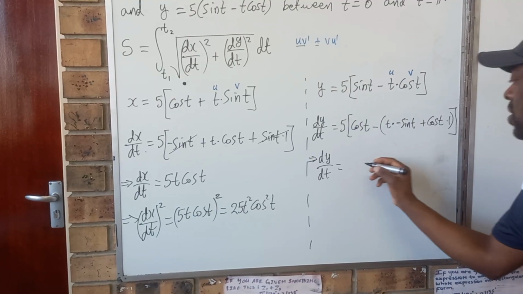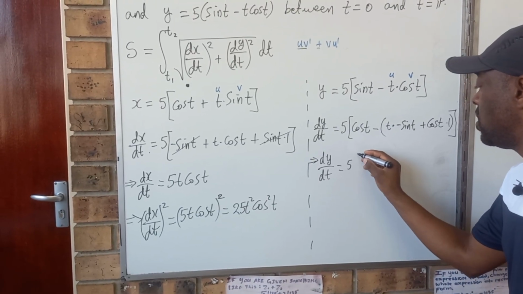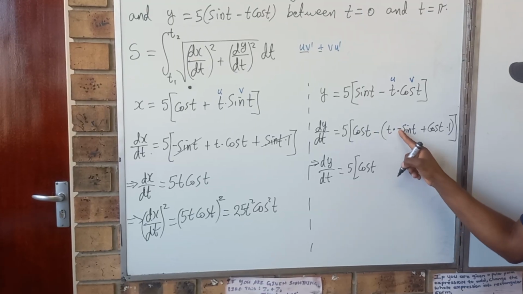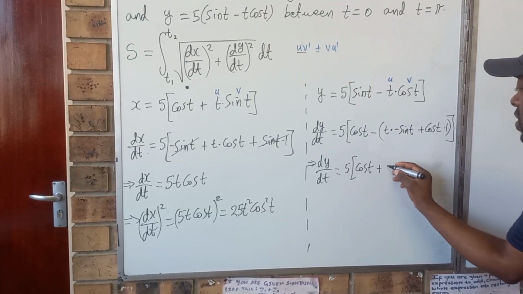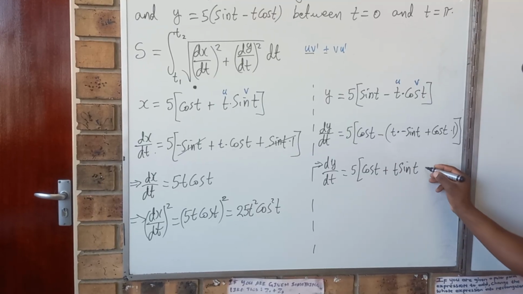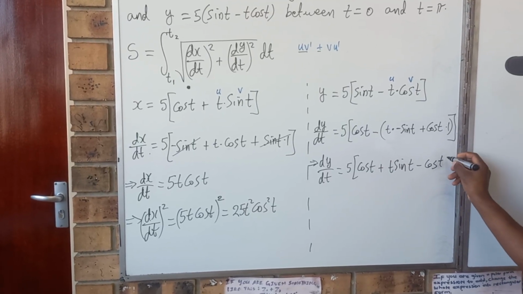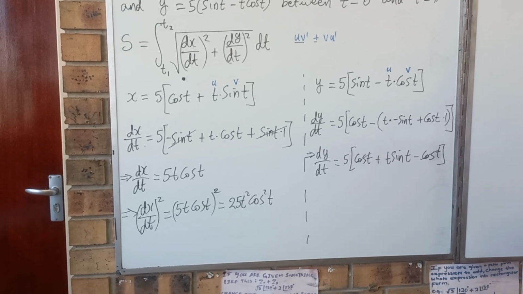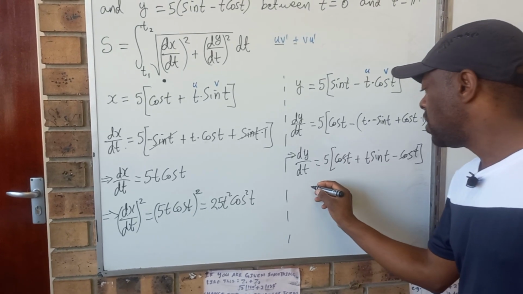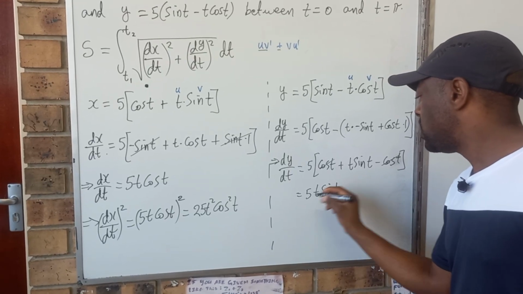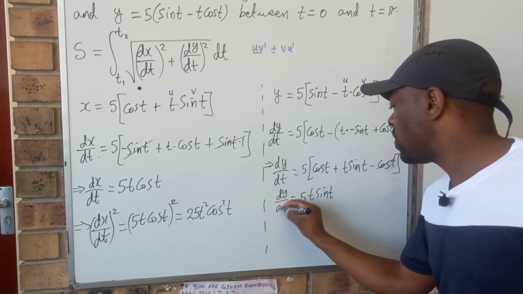So if you now open your bracket to check what is your dy/dt, you will see that when you open the bracket, let's open the inner one first to have a proper view of what is happening. This negative and this one become a positive, so you get plus t sine t, then this negative goes there to give you a negative cos t. So you see that cos t will take care of sine t, and you're having 5t sine t as your dy/dt.